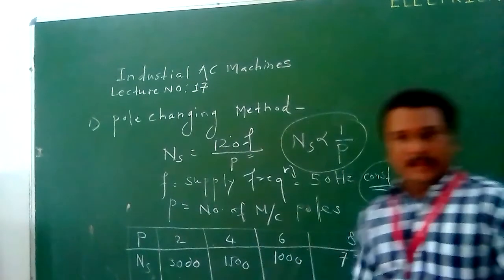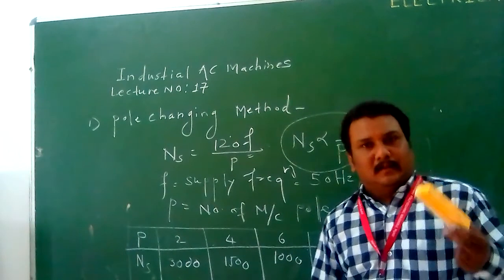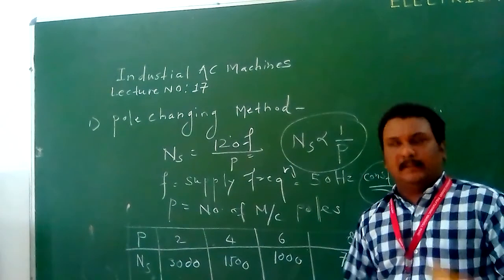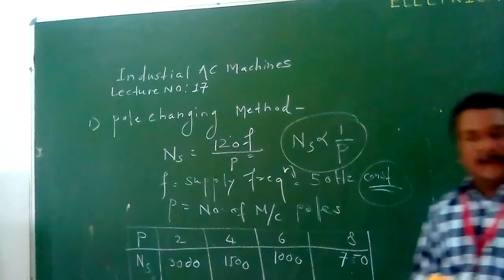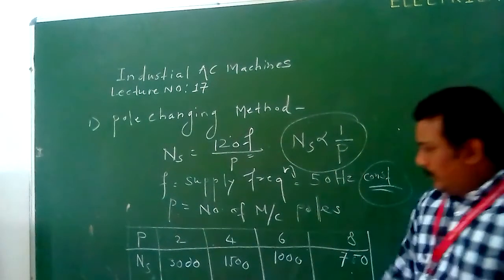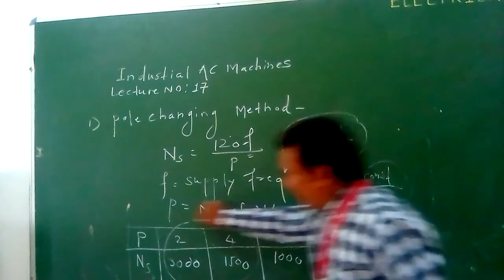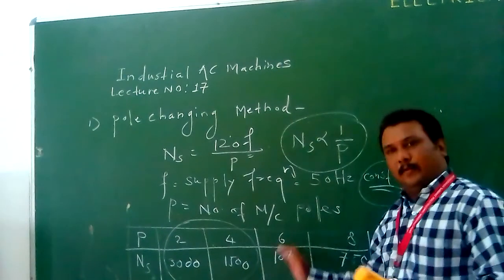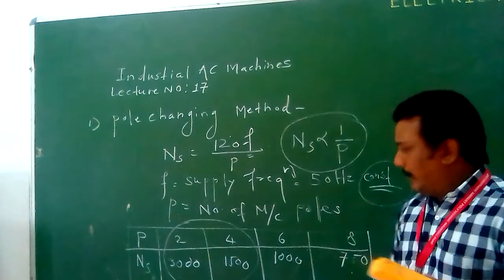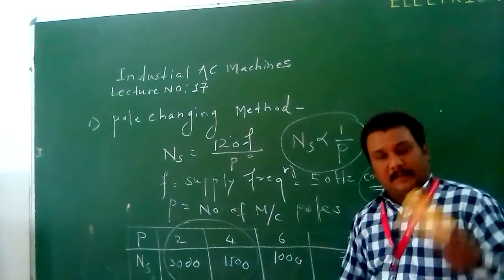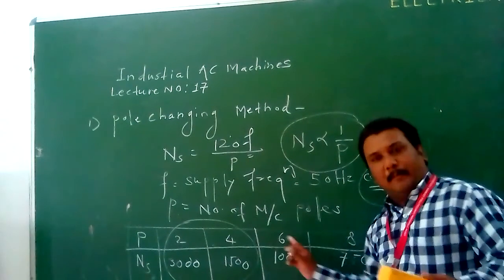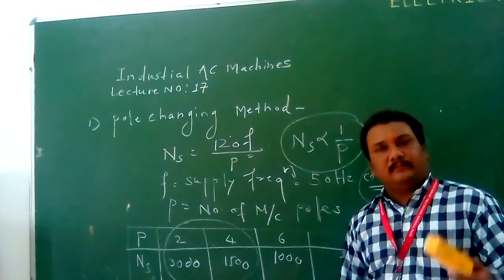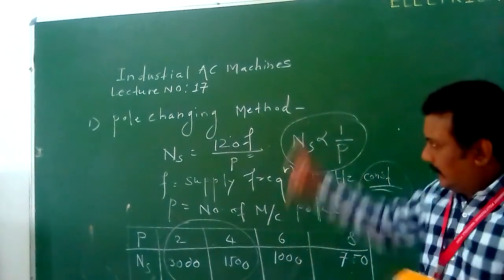So this is the pole changing method, and it is implemented by a simple switching method. The stator has some modified connection, but it can be applied only in two conditions: either a 2 pole or 4 pole machine, or a 4 pole or 6 pole machine. This method cannot be applied for 3 or 4 types of combination. At a time only 2 combinations take place. So this is the pole changing method.